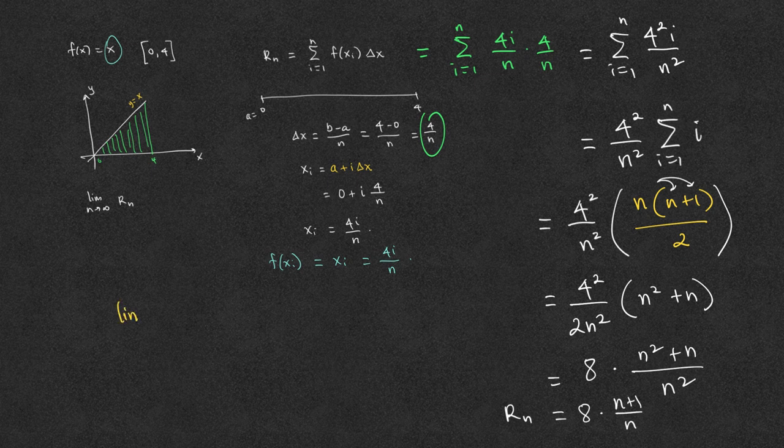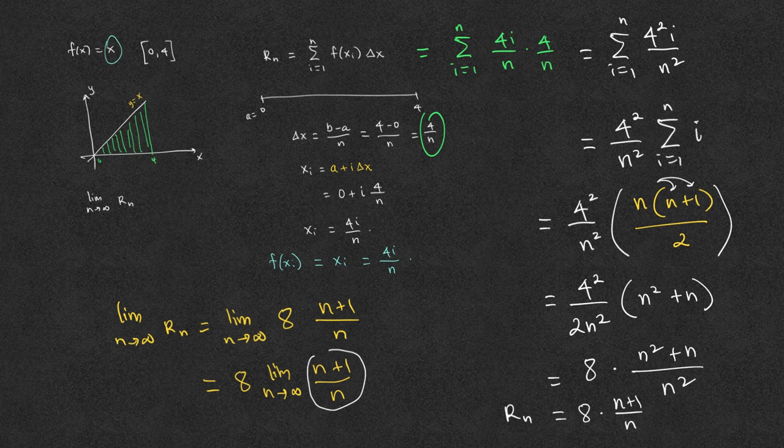The limit as n goes to infinity of R sub n is therefore the limit as n goes to infinity of 8 times n plus 1 over n. We can bring out the 8 in front of the limit, and so we have 8 times the limit as n goes to infinity of n plus 1 over n. And as n goes to infinity, we can see that this limit goes to 1. And so the answer is still 8.